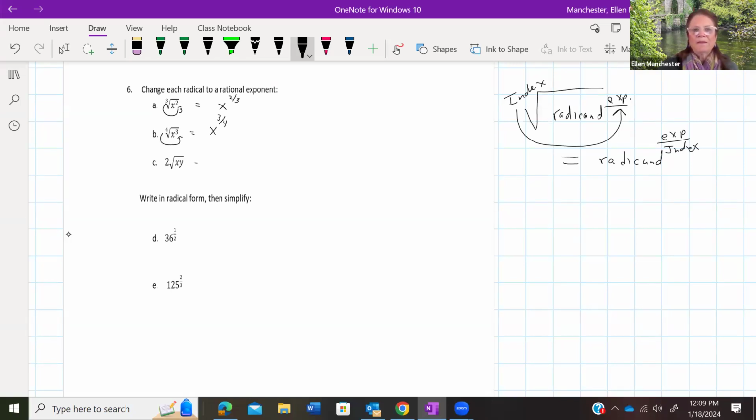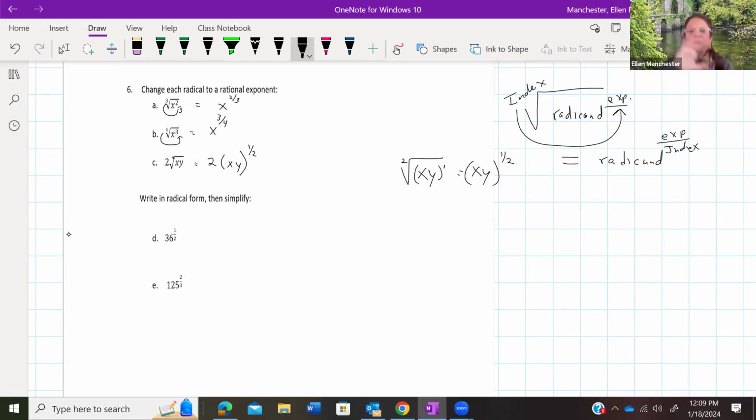Okay, this one, the xy is under the radical, the 2 is not, so 2 is being multiplied by this whole thing. So this is xy to the 1st power. The index is a 2, so it's to the 1/2. So this xy, let me do it a little bit bigger. This right here is to the 1st power. Your index is a 2, so that's where it becomes to the 1/2.